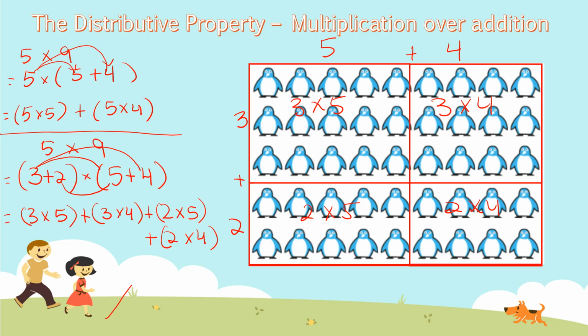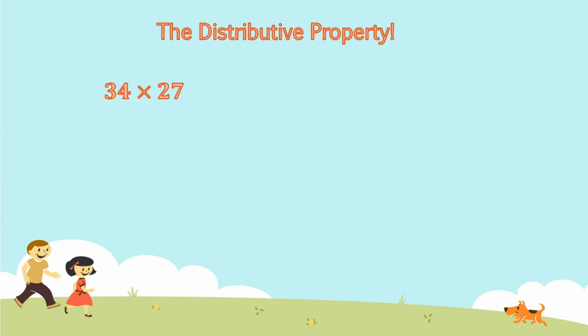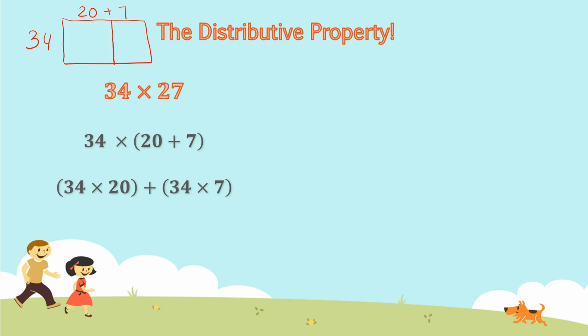Now, let's see how the distributive property works for larger numbers. 34 times 27. Now, if we just see 34 as is, and 27 as 20 plus 7, then I have 2 sub-rectangles, and that would be 34 times 20 and 34 times 7. Okay, and that would be 680 plus 238, and that is whatever that answer is.